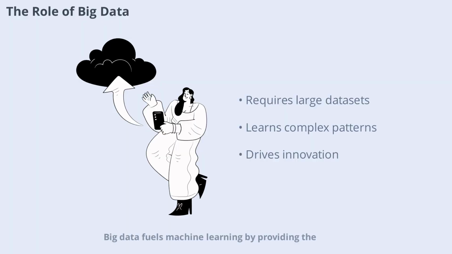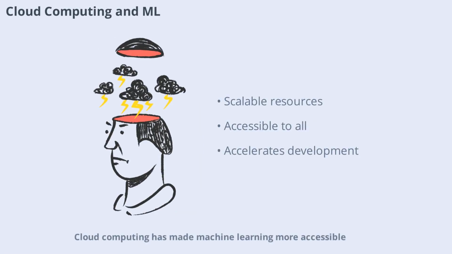Big data fuels machine learning by providing the vast amounts of information needed to train powerful models. As more data becomes available, machine learning systems can learn more complex patterns and make better predictions, driving innovation across industries.